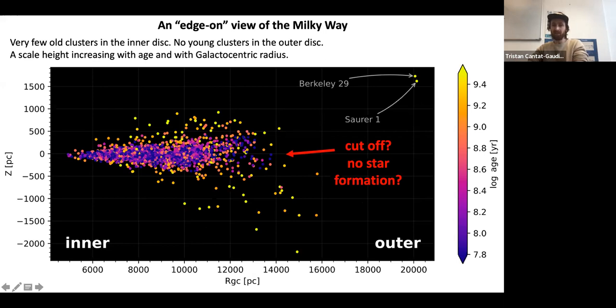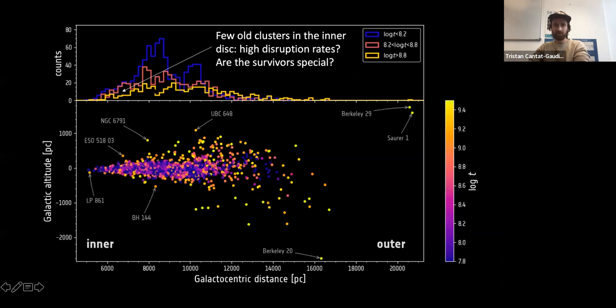Every cluster that is far above or below the disk is a very old cluster, at least 1 billion years old. And to be more quantitative, if you split the sample in 3 age groups, you can clearly see that the old clusters are overrepresented in the outer disk and underrepresented in the inner disk. But there still are a few old clusters inside.